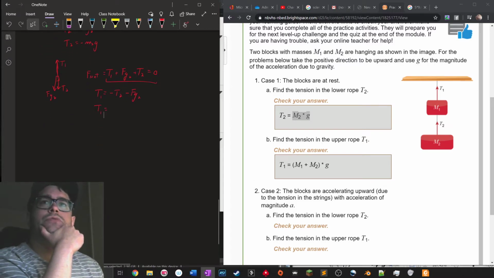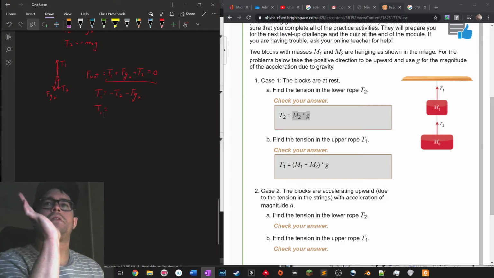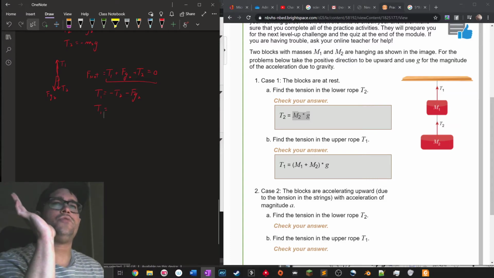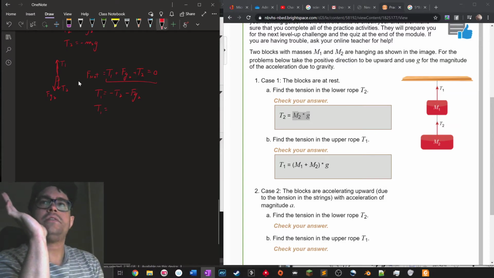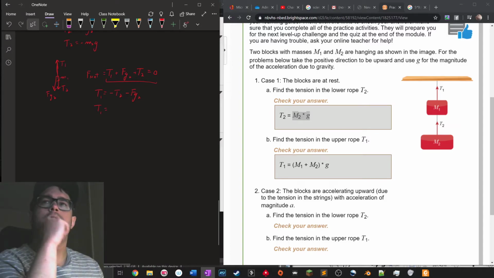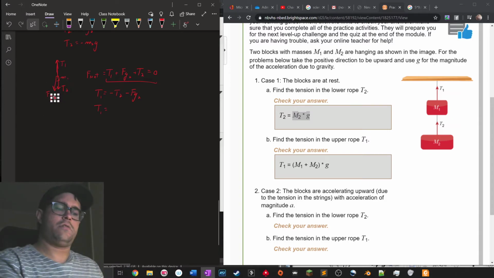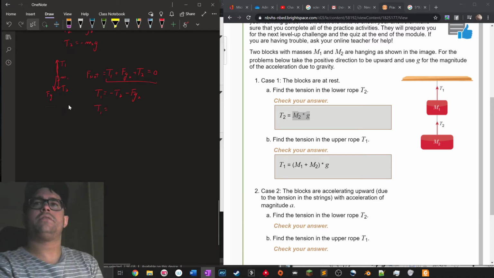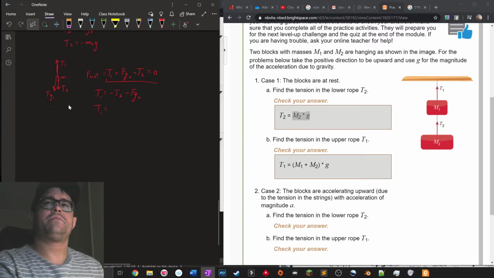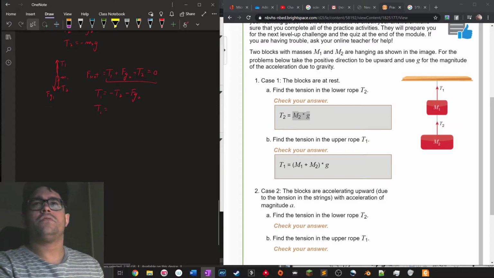Oops. Hold up. I confused the numbers. Let's review the numbers. This is M1. So it has a T1 up like this. And it has a T2, but it also has an Fg1. Right? It's caused by its own mass.